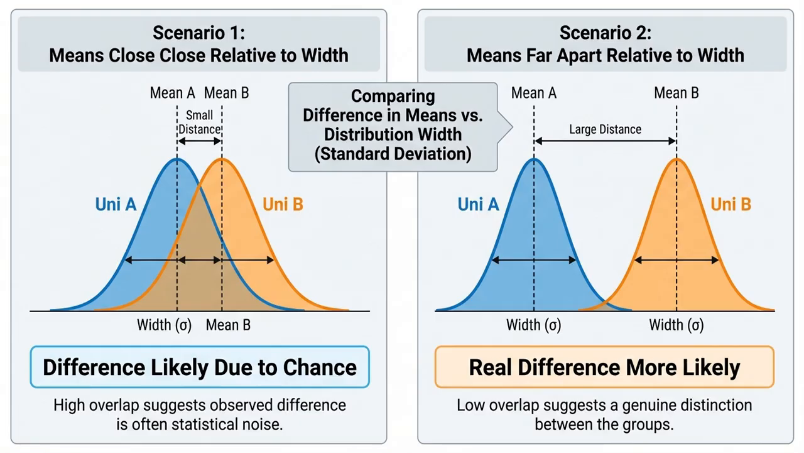So here's the big idea. If the difference between the average heights of the two universities is small compared to how spread out the heights are within each university, then we'll say that difference probably just happened by chance. On the other hand, if the difference between the average heights is large compared to the spread, we'll say there's a real difference between the two universities. A t-test, fundamentally, is a statistical procedure that evaluates the ratio of the average value differences and the standard deviation.